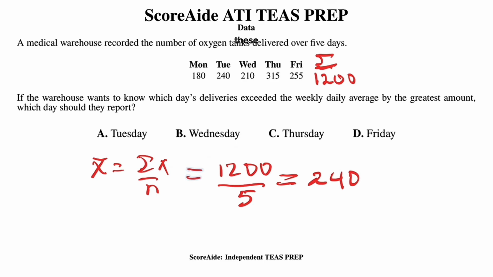Which of these data points exceeded 240? So you see that significantly it is going to be Thursday, right? Because if you calculate the difference here, you see that 315 minus 240 is the greatest. And the answer is going to be C.